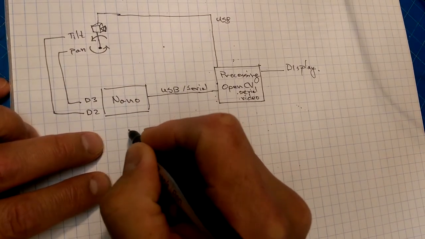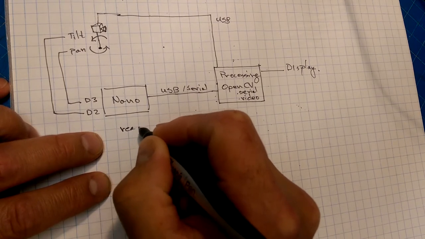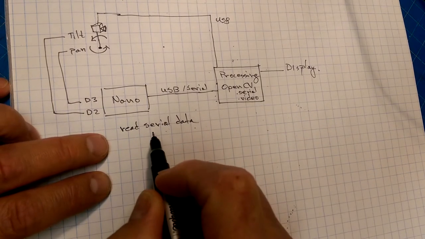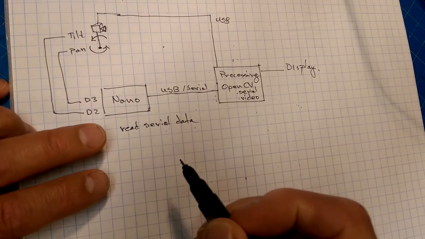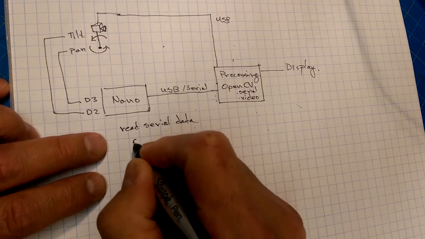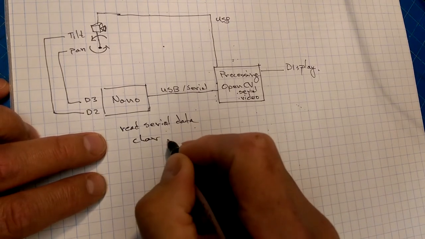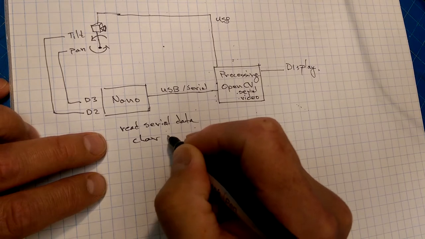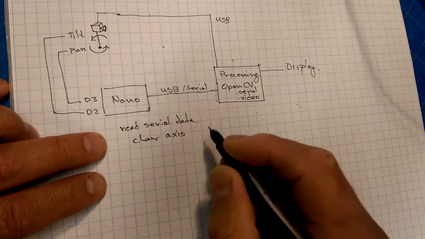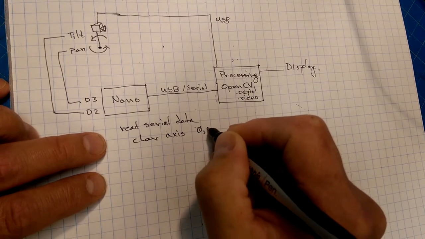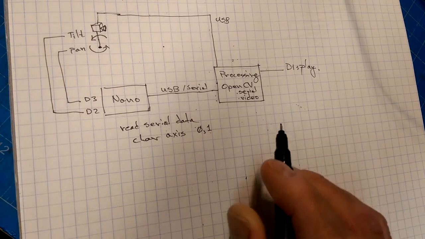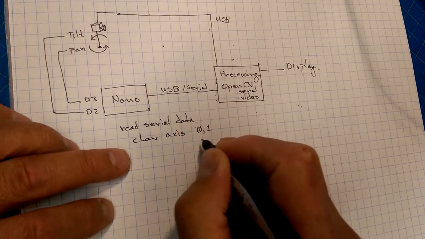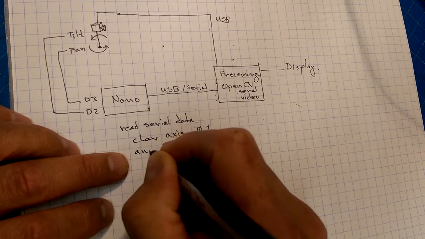It really has two basic functions. It needs to read serial data. And that serial data is going to consist of a very simple protocol. It sends a character across the wire to determine which axis we're going to control. So that's going to be either a 0 or a 1 for the pan and tilt. And then it's going to read data from the serial port to get the angular position.